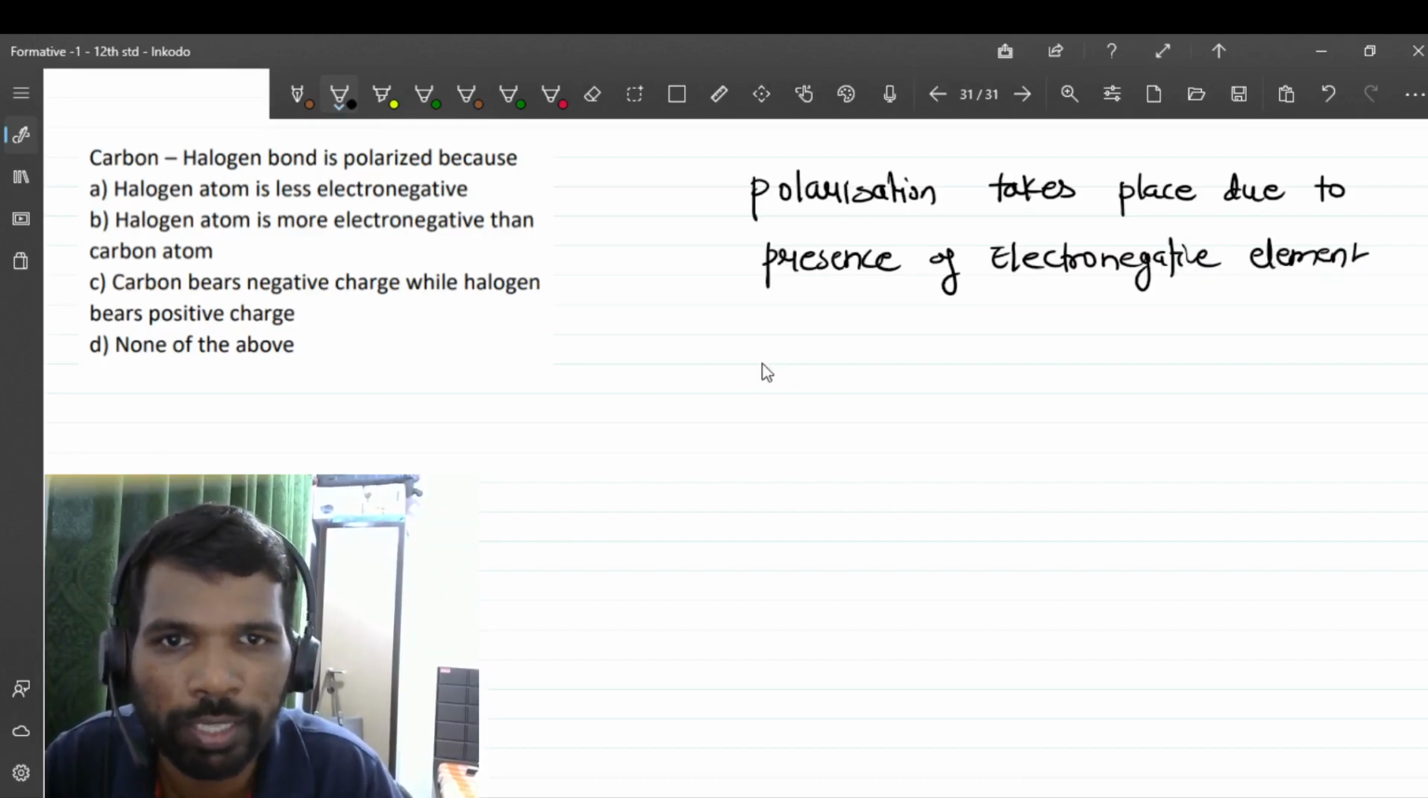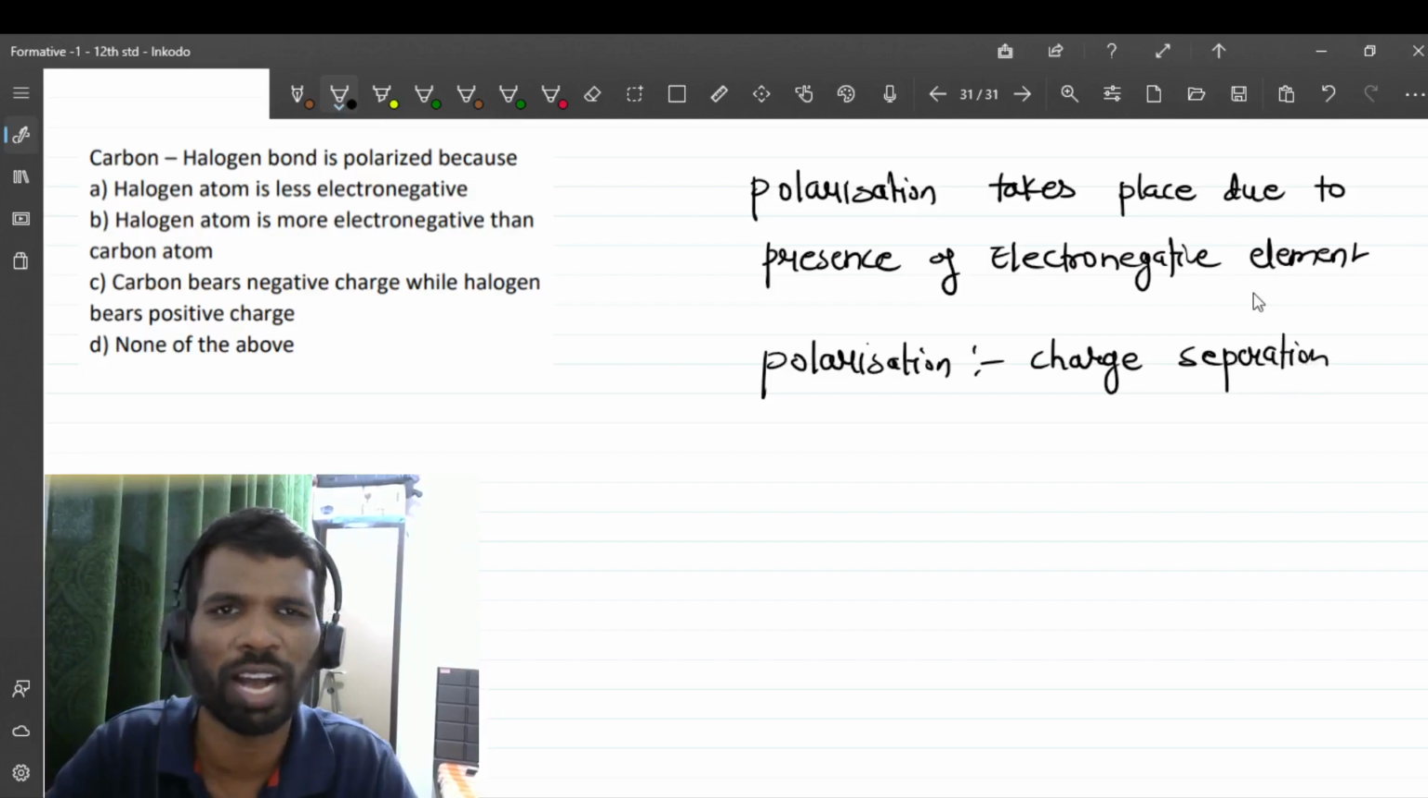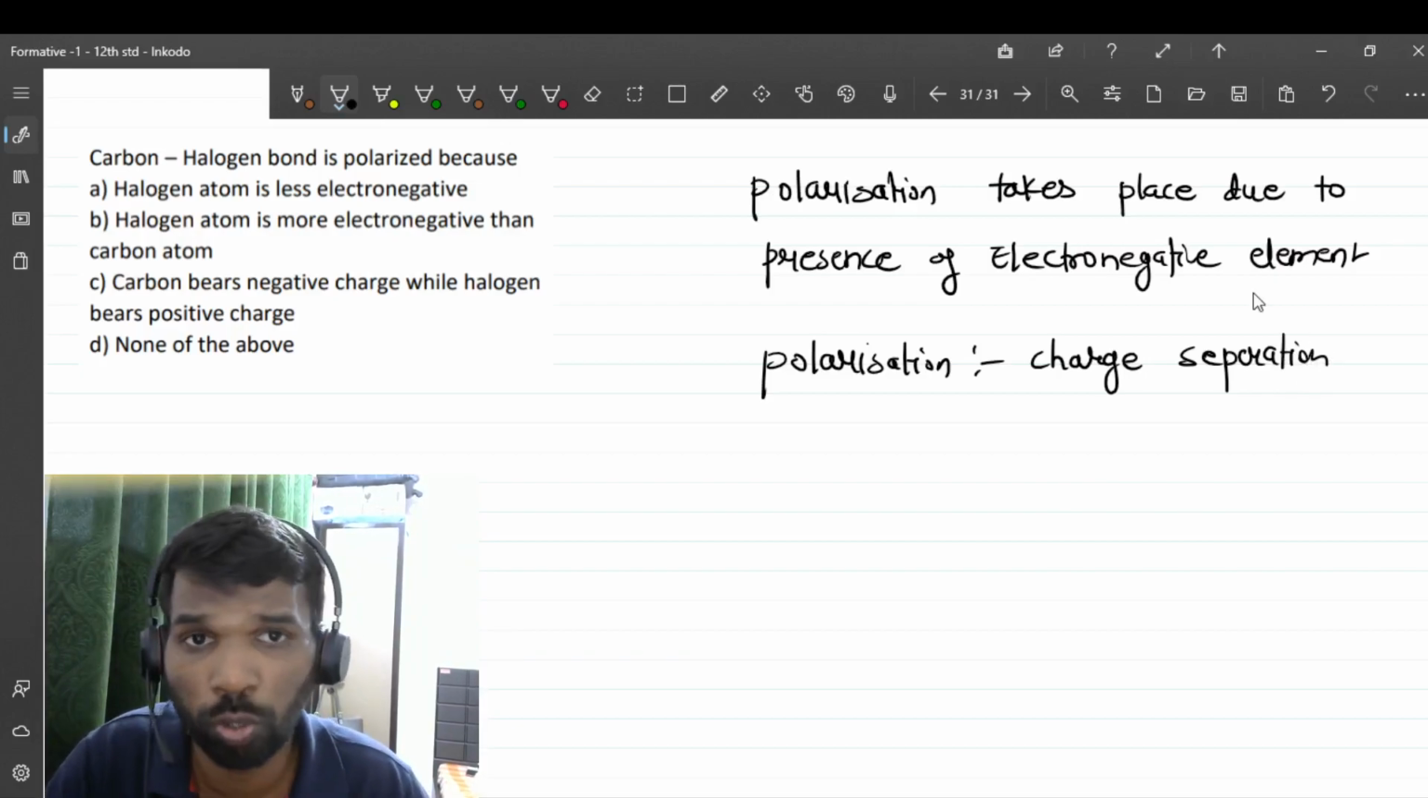What is the meaning of polarization? Polarization is charge separation. This is what polarization is. Nobody is going to ask these definitions of you, but you should know these concepts.